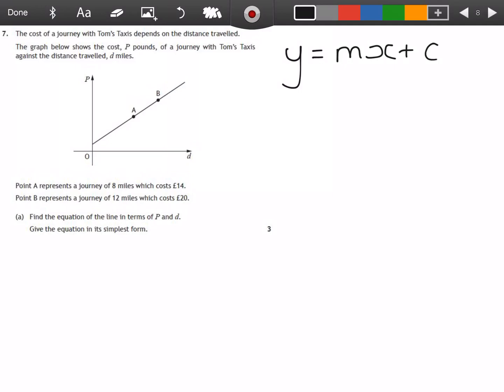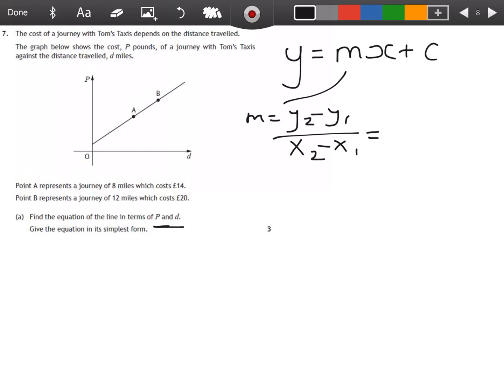Now, I know it says find it in terms of P and D. I'm just going to do it with the x and the y, and we'll change at the end, okay? All these equations that I'm going to use in this question, none are given in the exam paper. Remember, m is the gradient. The gradient is y2 minus y1 over x2 minus x1. Right, difference in the y's over the difference in the x's.